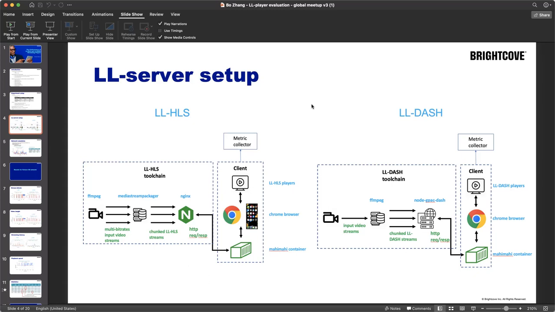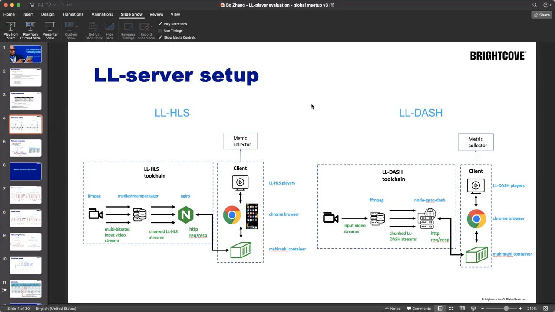For DASH, the setup is similar. The encoder generates the input video stream and sends it to FFmpeg. FFmpeg repackages and generates the chunked DASH stream in low latency mode and sends it to Node FFmpeg DASH, which is FFmpeg software written in Node.js. Then the client sends requests for segments, and Node FFmpeg DASH also reads the segments chunk by chunk and sends them to the client.